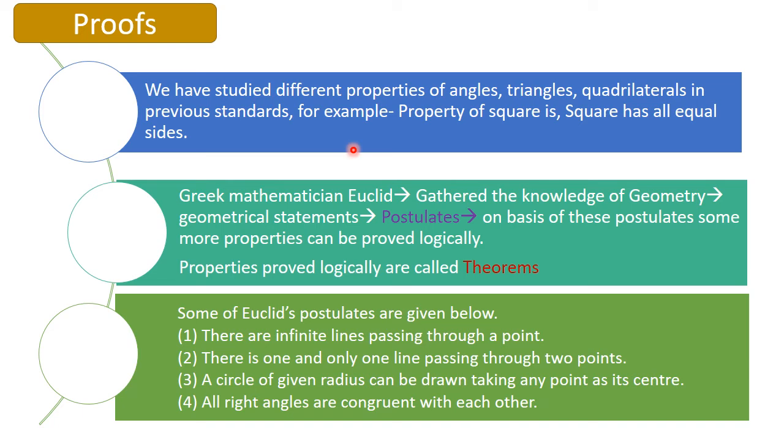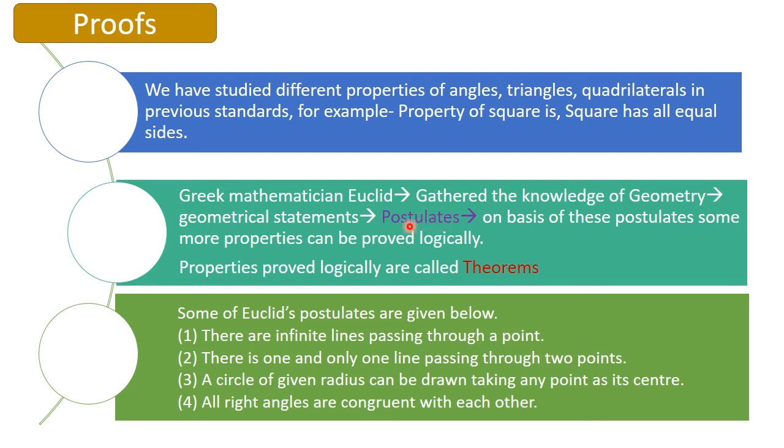The Greek mathematician Euclid gathered all the knowledge of geometry, all these properties which were discovered, and then he put them as geometrical statements. He called these geometrical statements postulates, and on the basis of these postulates, some more properties can be proved logically. Why did he call them postulates?